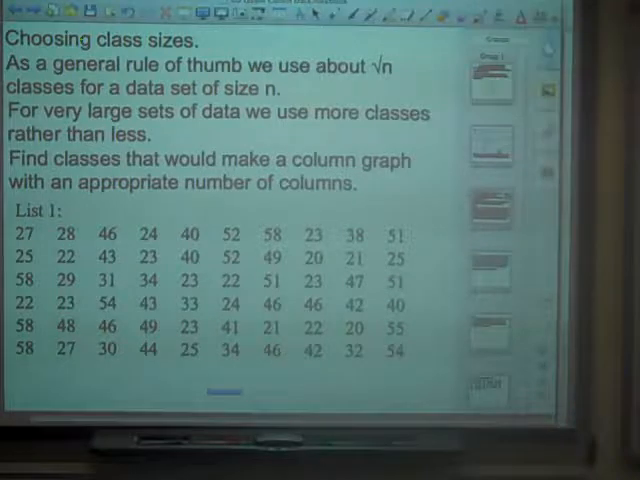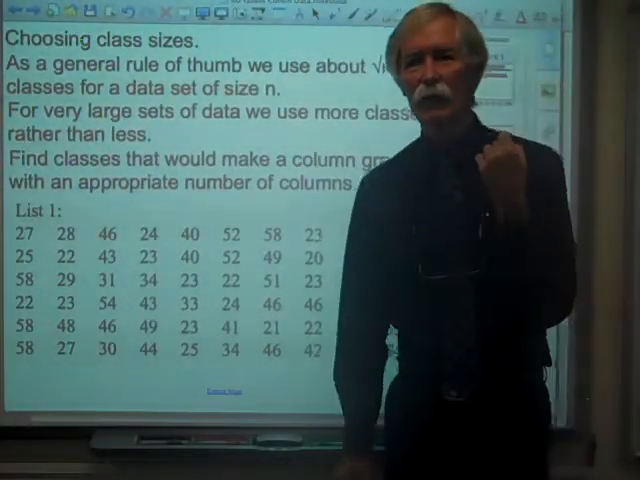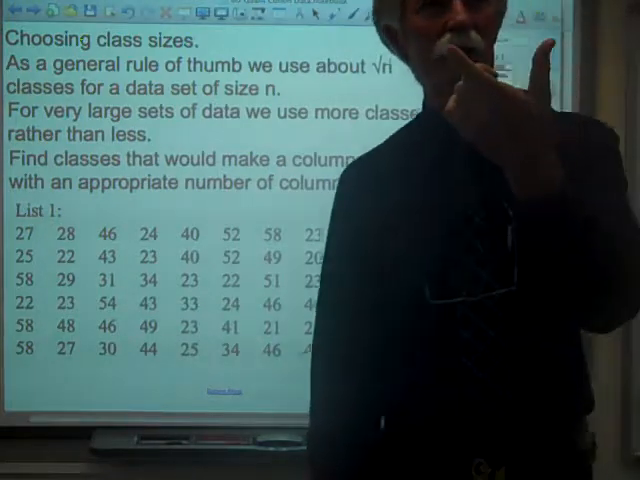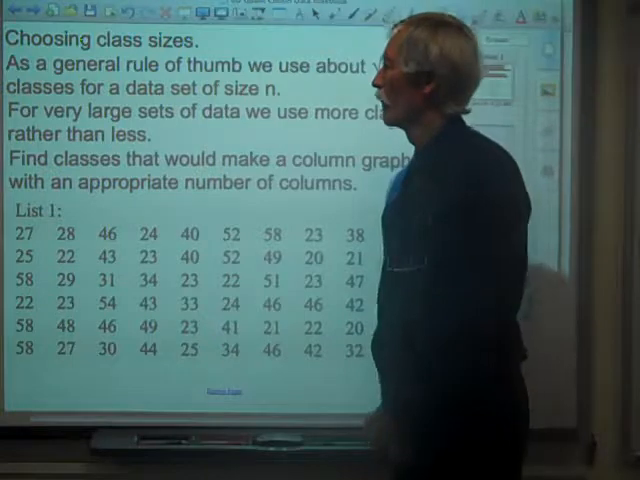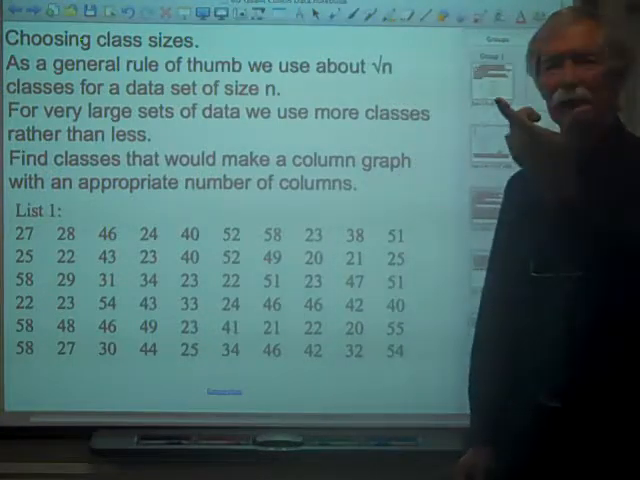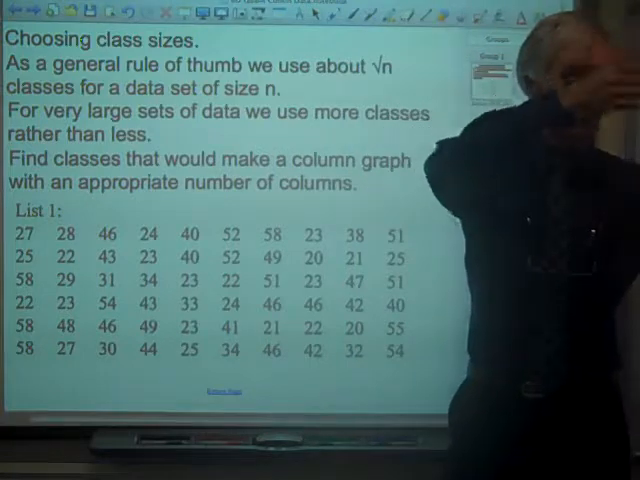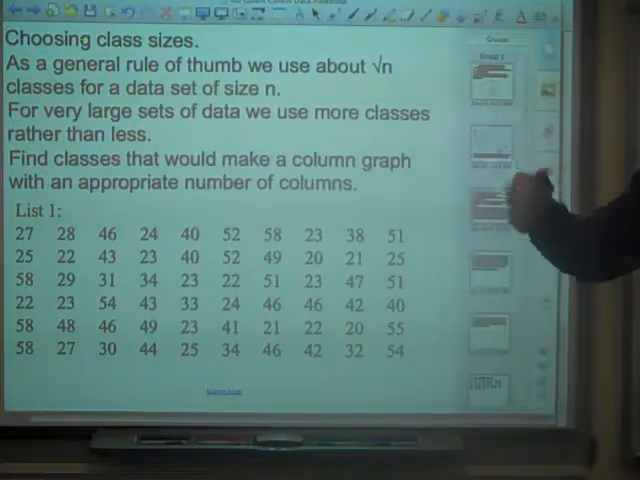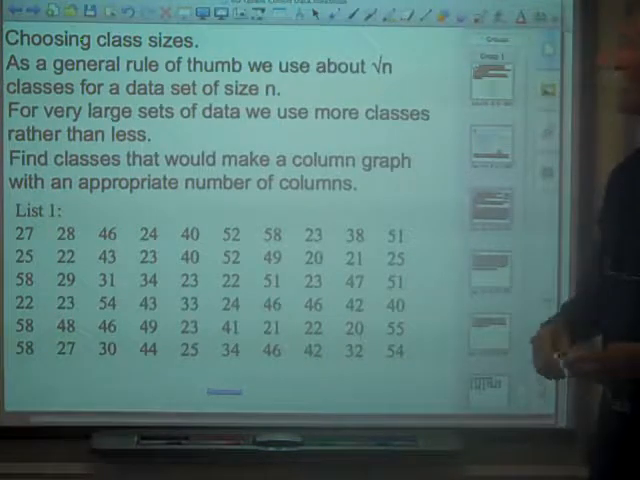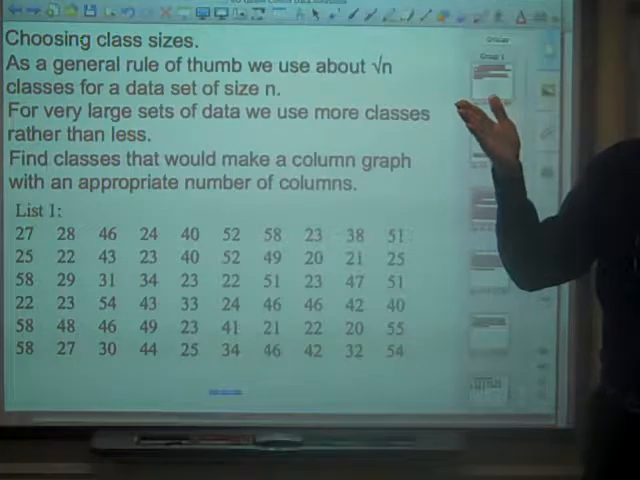Choosing the class sizes is the hardest part of making a grouped continuous frequency table. How big do you want to make your groups so that you get a nice number of bars, something like 5, 6, 7, 8, 9, 10 bars? Well, the first question you need to ask is, how many bars do you want?